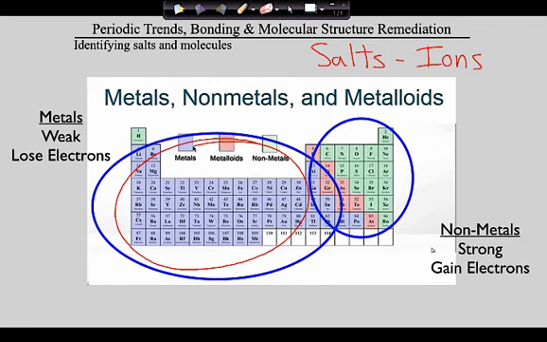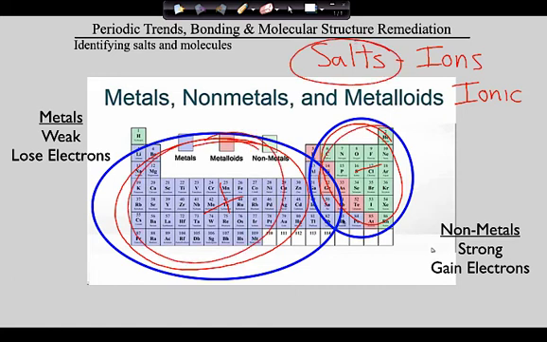And when a weak metal gets together with a strong nonmetal, as you might expect, the strong nonmetal is able to steal electrons from the weak metal. As a result, the metal becomes positive, the nonmetal becomes negative, and those positive and negative charges attract, and we end up with ionic bond formation, which then results in salts. So anytime you have a metal bonding with a nonmetal, those will form salts.